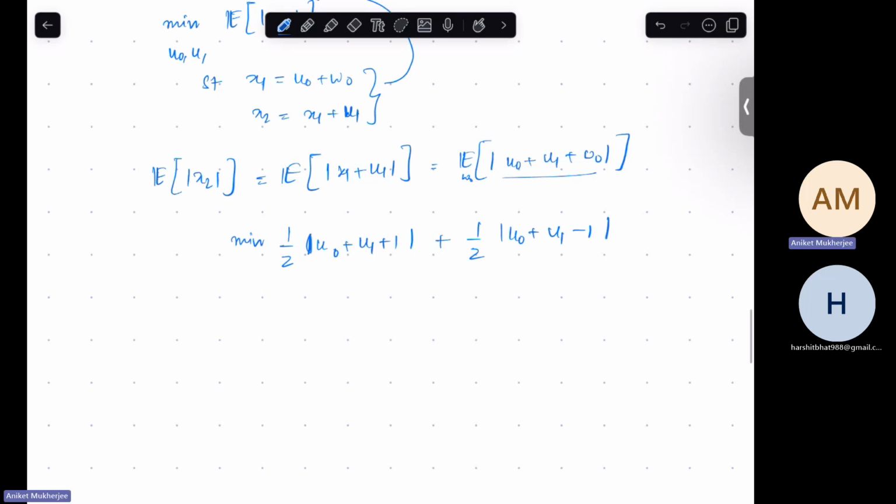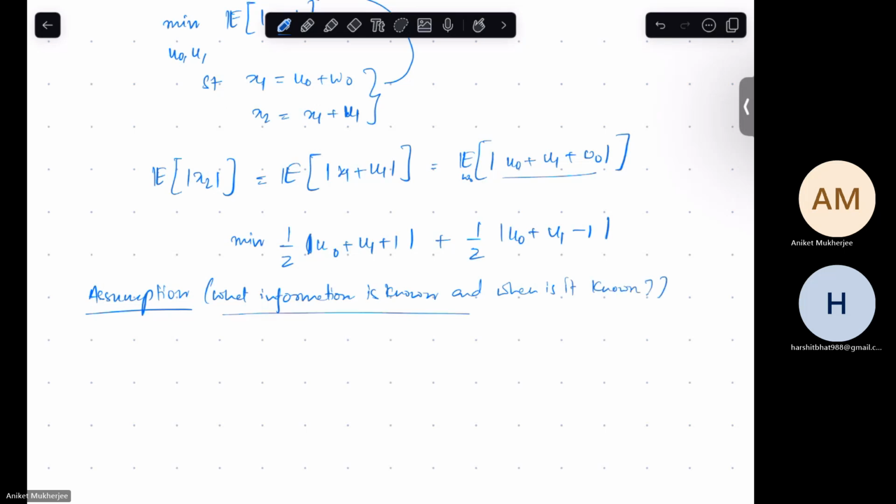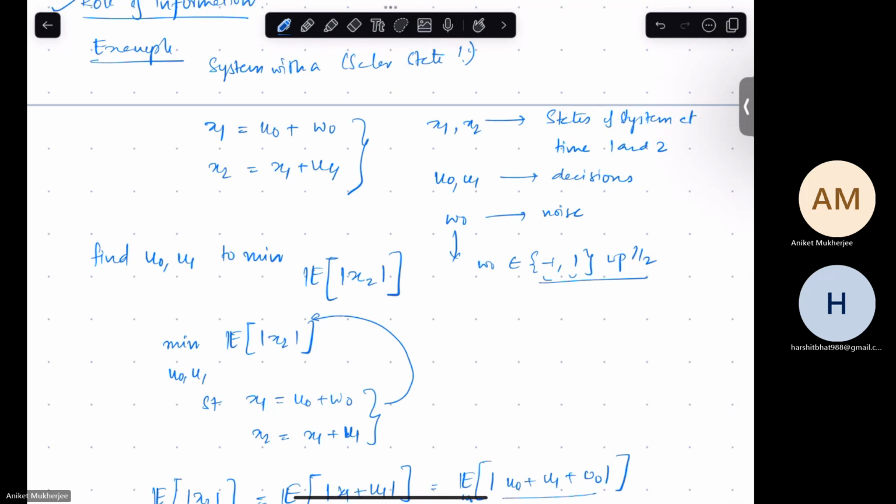So now here we need to make an assumption on what information is known and when it is known. So here u0 and u1 are your decision variables. Do we first give the decision u0, then get to know x1, and then get to choose what u1 is, or do we not have this intermediate step? You're asked to just find the vector u0, u1 such that this is minimized.